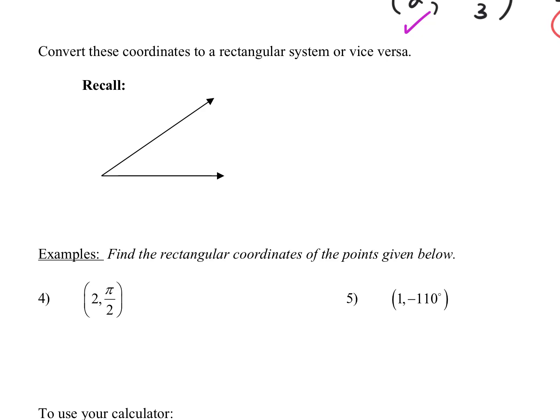Hello again, everyone. This is part 2 of our notes on 6.3 polar coordinates. What we did in the first part of these notes, we talked about what is a polar coordinate and how we can plot them, with some additional practice therein. What we're going to do in this video is explore how we can move back and forth between rectangular and polar coordinates. As you can see here, we're going to convert these coordinates to rectangular and rectangular back to polar.